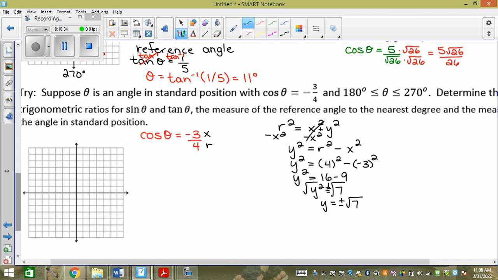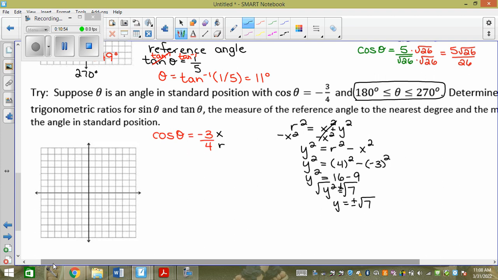They have to give you a quadrant. If not, you could have two coordinates, right? If they don't give you a quadrant, we can have negative 3 and root 7, or negative 3 and negative root 7. So it could actually be in quadrant 2 or 3. It tells us it's between 180 and 270. What quadrant is that? Let's find out.